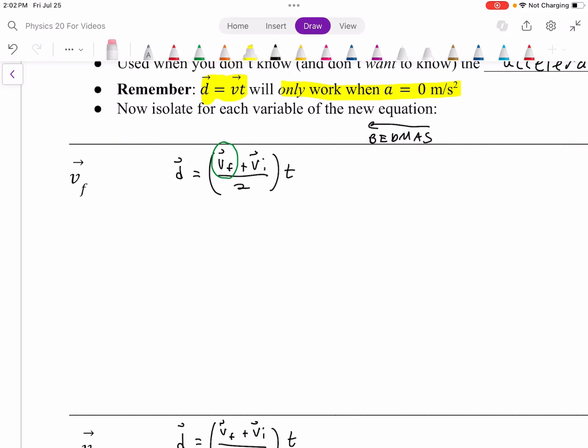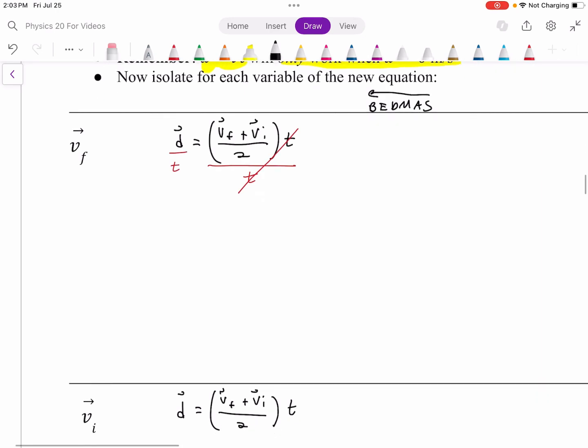So what is happening outside of the brackets? Well, our velocity is being multiplied by time. What's the opposite of multiplying by time? Right, it's dividing by time. So I'm going to divide this whole side by time. Time cancels out. And I'll write down what I'm left with, and things will look a little bit simpler.